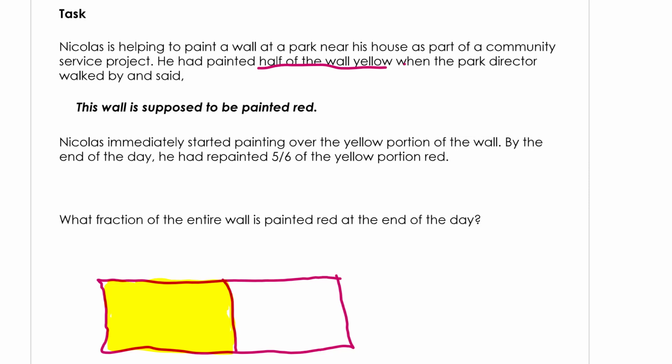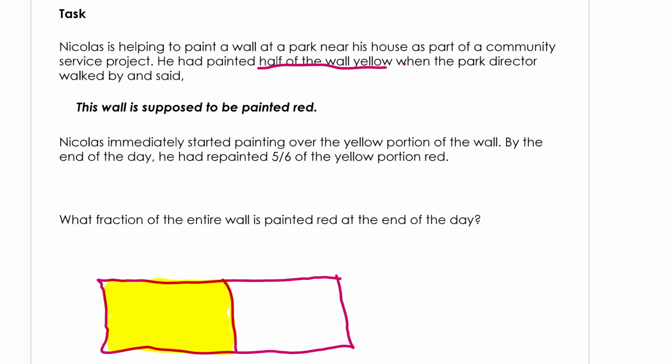When the park director walked by, he said, "That wall's supposed to be red." Okay, Nicholas, the poor guy, he's just doing this for free, helping out, and he's being mistreated. Hey, and guys, I want to point out, this park director, it never says whether it's a man or a woman. So it could have been a lady. Yeah, it could have, but that tone of voice, I think it's a man.